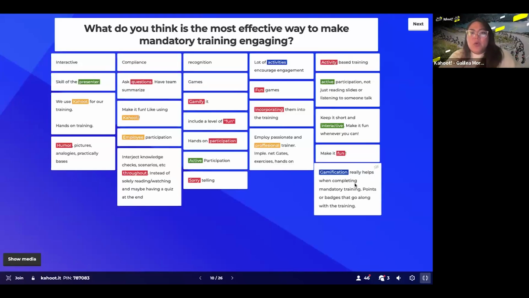I'll read through some of these. So activity-based training, active participation and not just reading slides, 100%. Incorporating them into the training is 100% one that I really identify with. I think Kahoot does a really good job of doing this for you in a way that's accessible, especially since most of us in the training or facilitation or manager space know that there's one of us to maybe every 10 of them. And so it makes it really hard to dedicate time to enact that experience onto everybody where you're asking them for their opinion.